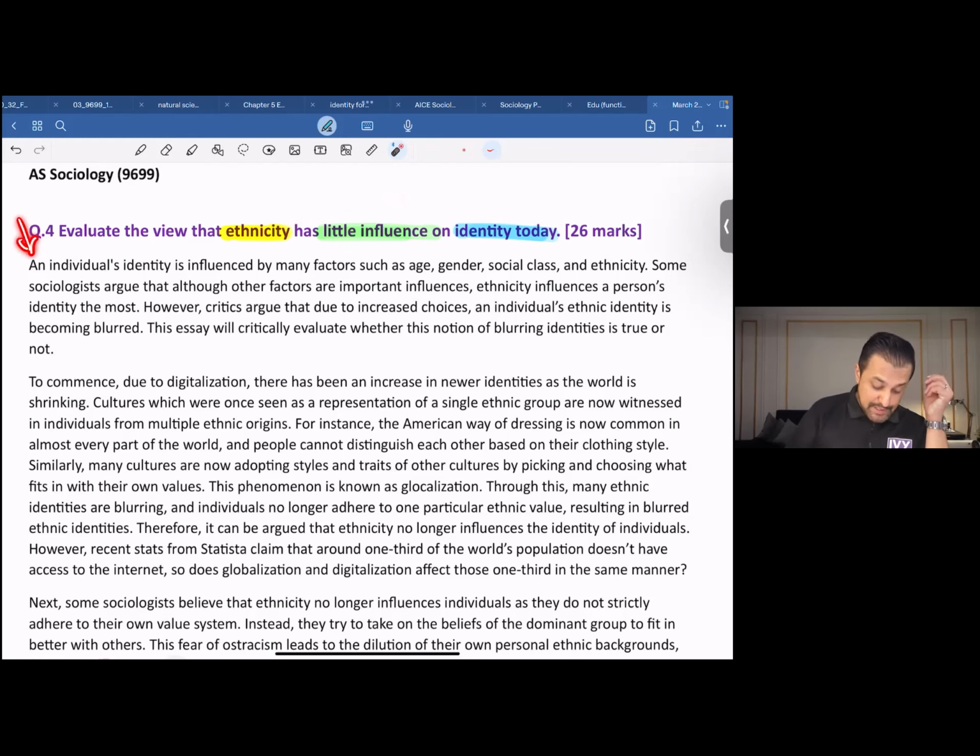So let's begin with an introduction here. An individual's identity is influenced by many factors. You identify yourself through your age. You're a teenager, right? Your gender, you're a male or a female, the social class you belong to, your ethnic origin. So an individual's identity is influenced by many factors, including age, gender, social class, and ethnicity.